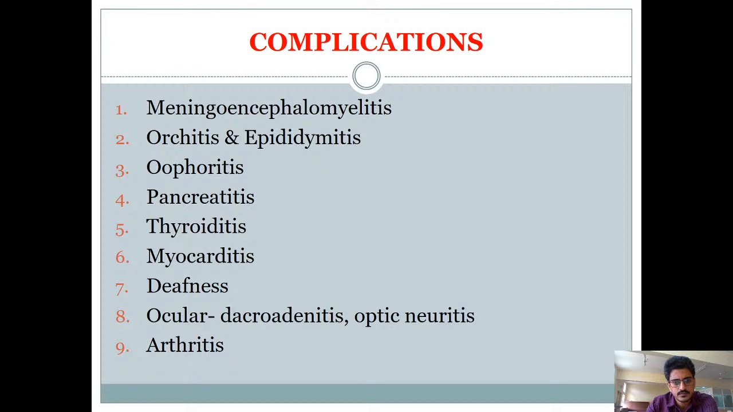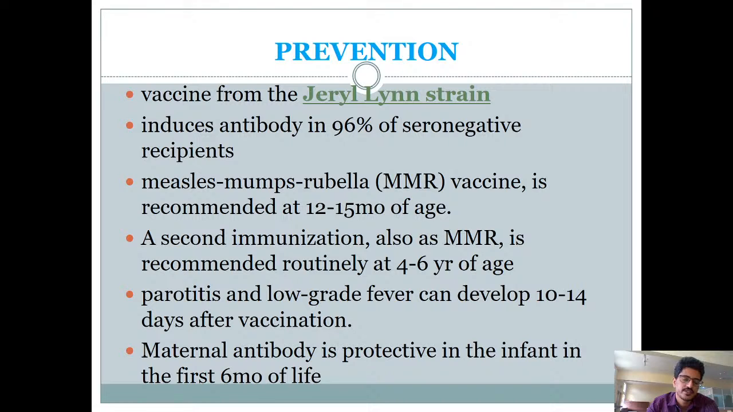Okay, so prevention. The vaccine strain is Jeryl Lynn. Before that, I have to say something about Jeryl Lynn. Who is Jeryl Lynn? Maurice Hilleman developed this vaccine in 1967, and Jeryl Lynn is none other than his own daughter, a 5-year-old kid who developed mumps. So he isolated the virus from his daughter's saliva.